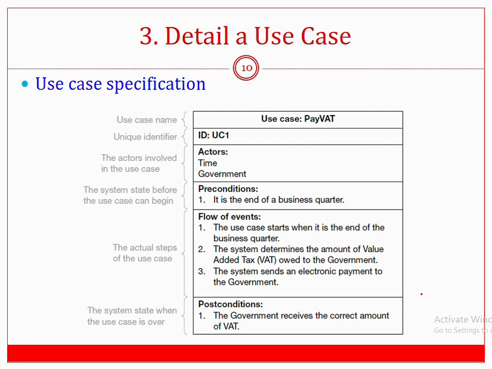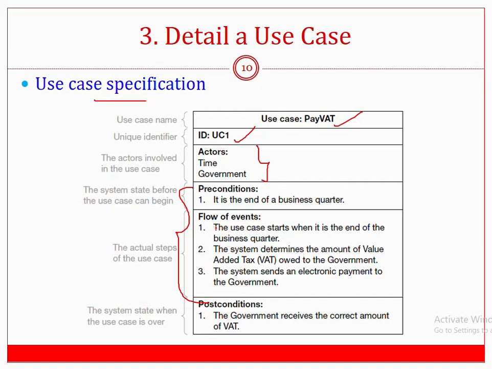After identifying the use cases, each one is documented using a use case specification. A use case specification is represented by using various fields. It starts with the name of the use case. In this example, pay value added tax is the name of the use case. It starts with use case ID, which is a unique number to represent the use case, followed by the actors who are getting involved in the particular use case.